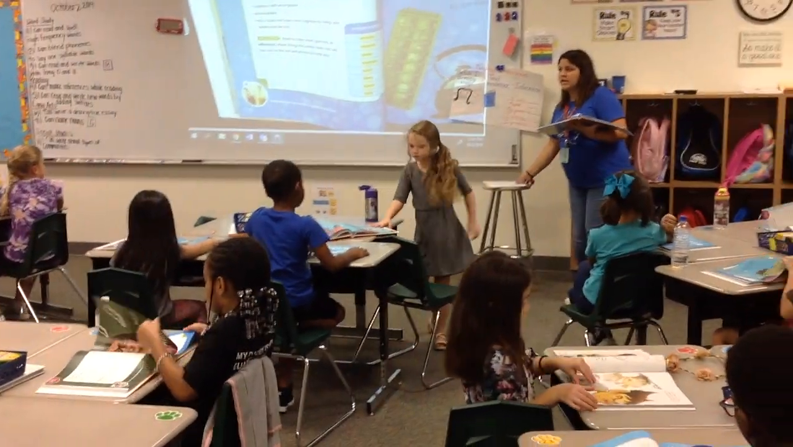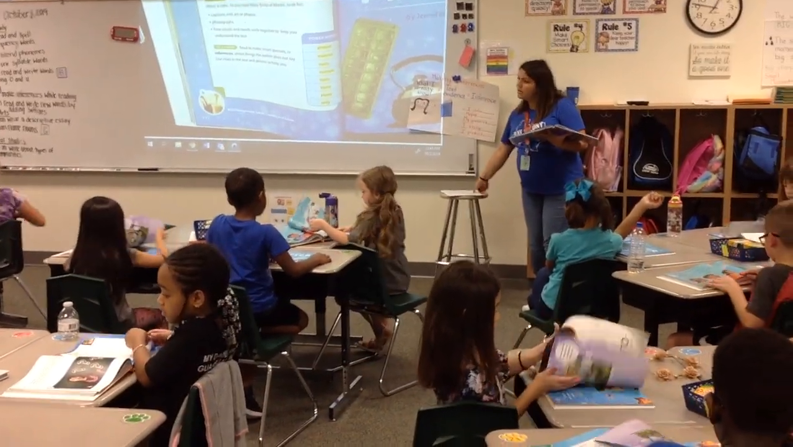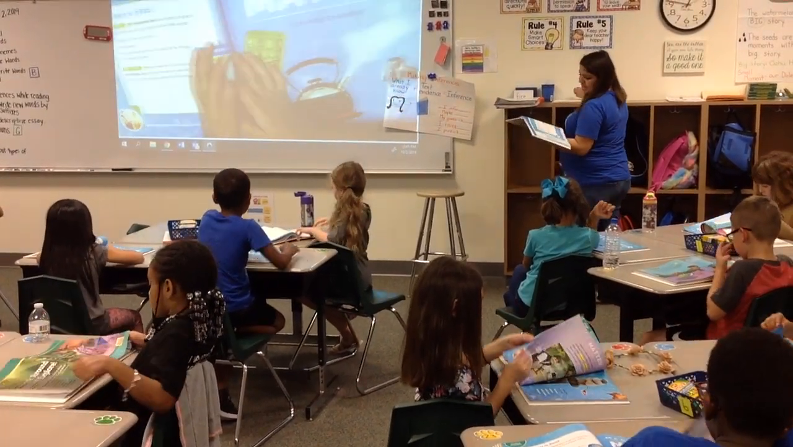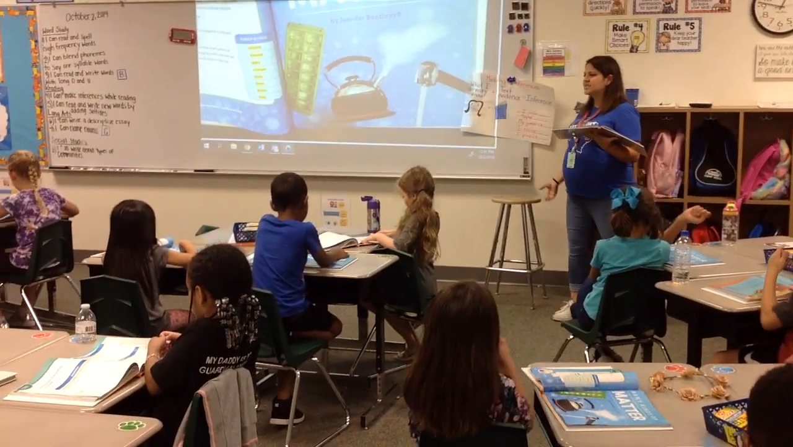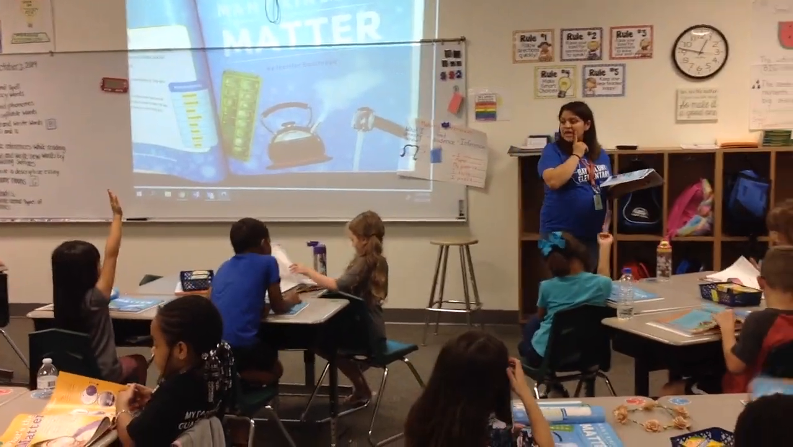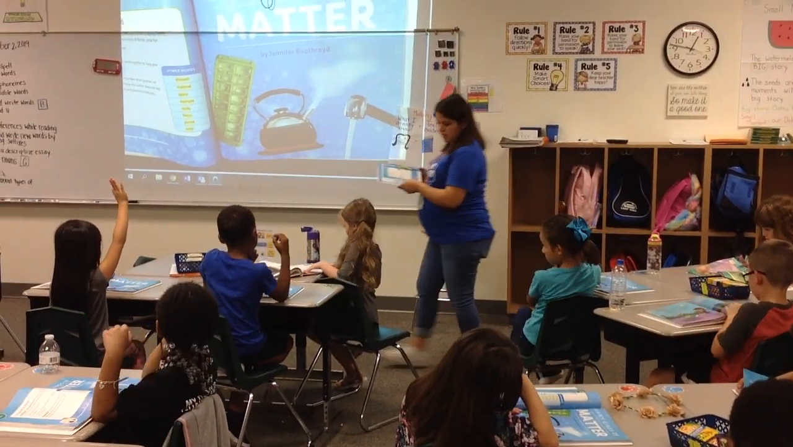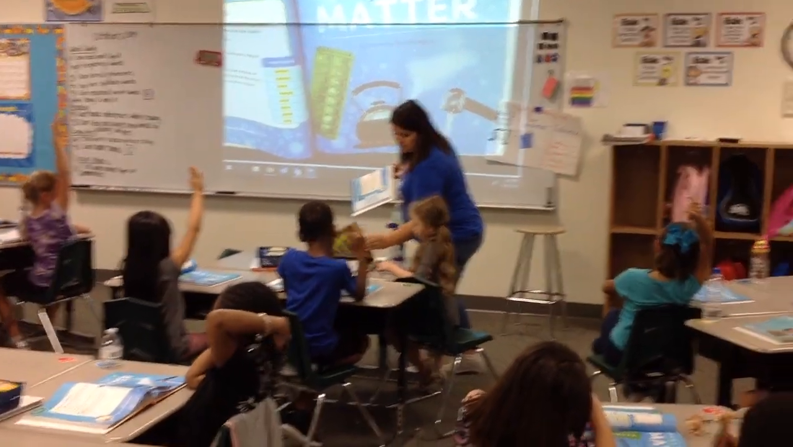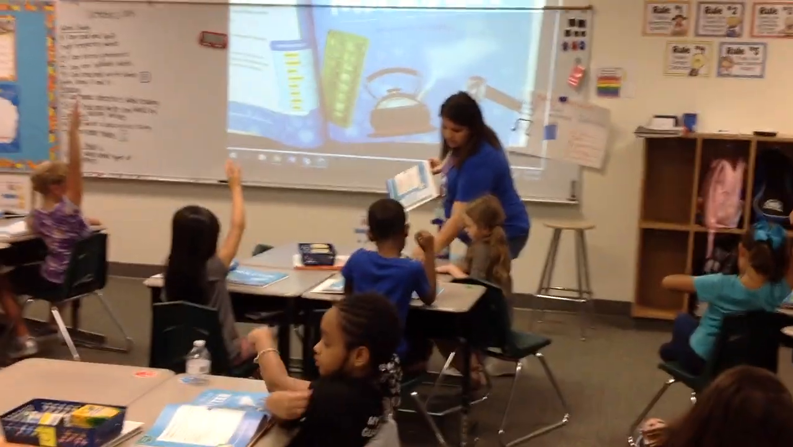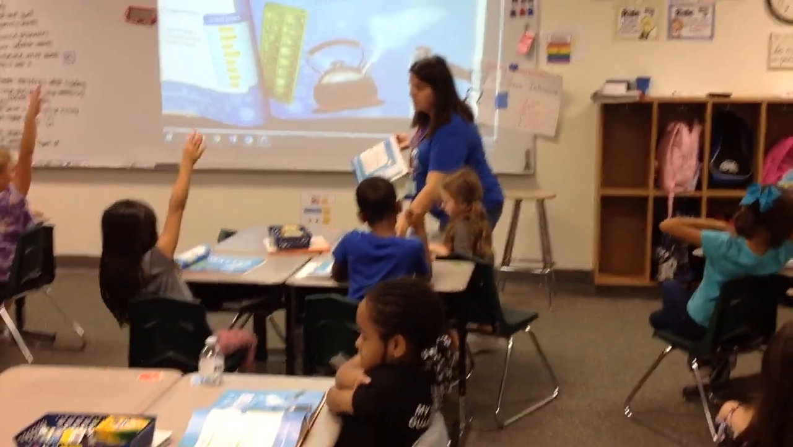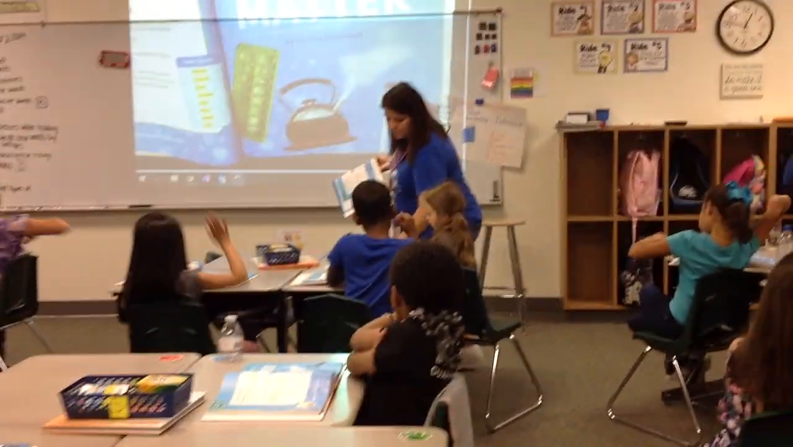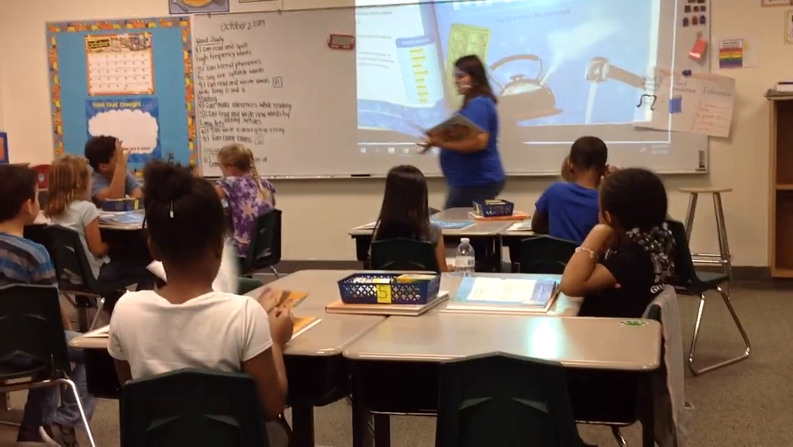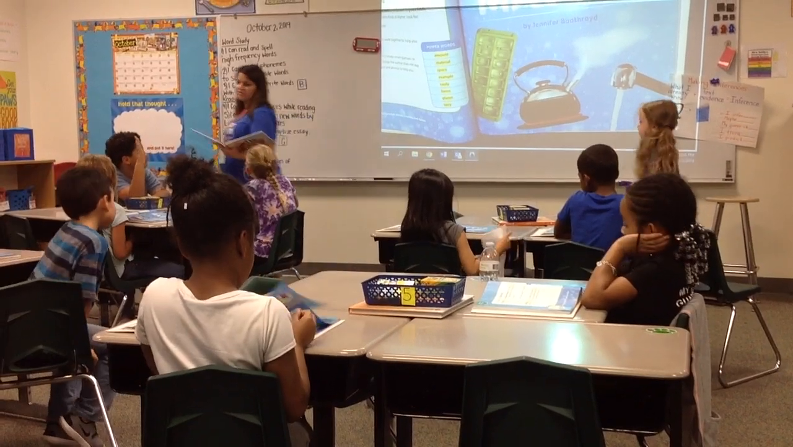So we are going to read. We are going to read many kinds of matter. This is an informational text. What does that mean? Raise your hand if you remember. Informational text. Alan. Emily. It's going to tell us something. It's going to give us facts or details or information.